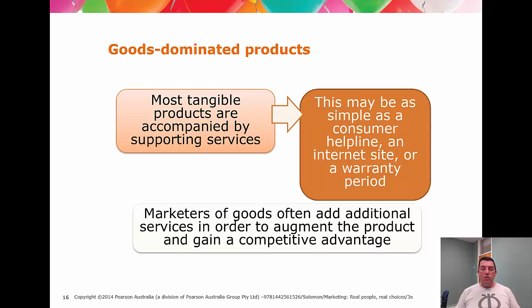Based on that, we have goods dominated products. So these are tangible products where we have supporting services. For example, it could be like a consumer helpline with your bag of coffee, which you may buy at the supermarket. Or a car, for example, which may have a contact line for after-hour services. So it's adding that intangible aspect to a tangible product.